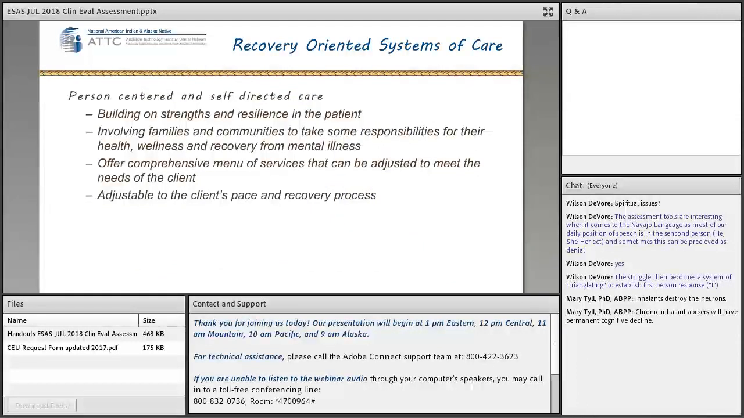Okay, so recovery-oriented systems of care is personal-centered and self-directed care, building on strengths and resilience within the patient, involving families and communities to take responsibility for their health, wellness, and recovery from mental illness. It offers a comprehensive menu of services that can be adjusted to meet the needs of the client, and adjustable to the client's pace and recovery process.